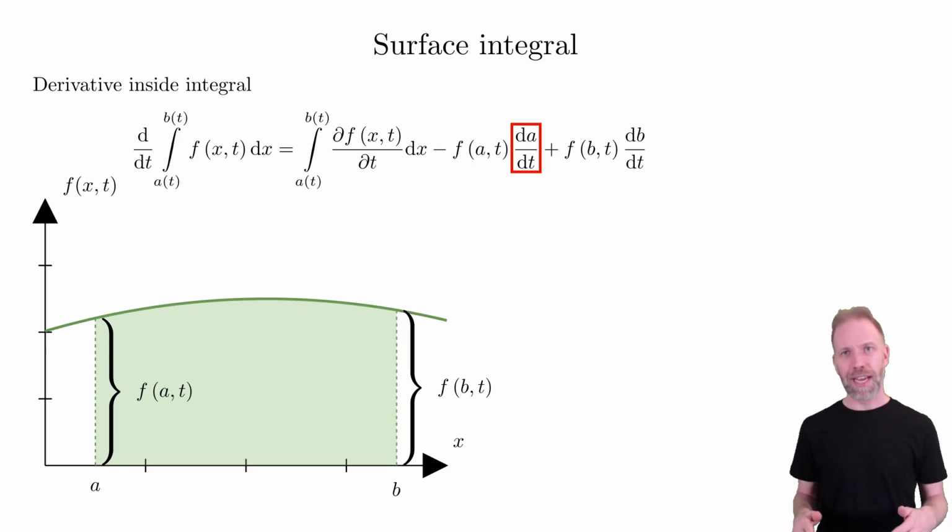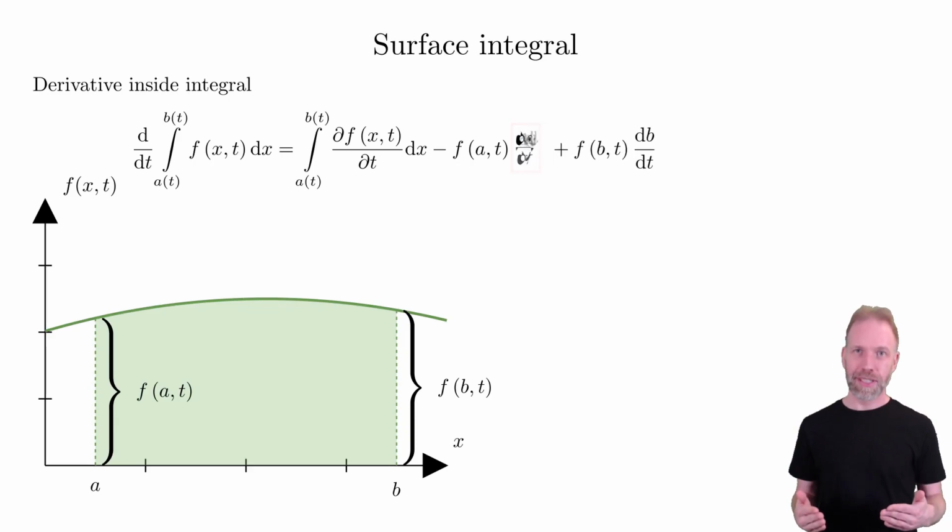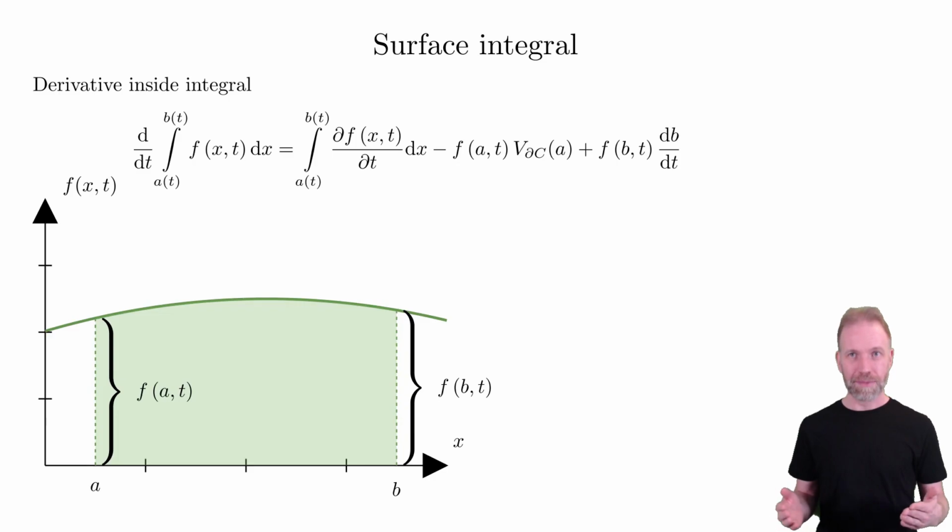I'm also going to rename the da/dt to the velocity of the boundary of the integration curve c. To write the boundary, we use the same symbol as for the partial derivative before the c. We can also write that the db/dt is the velocity of the boundary at point b.